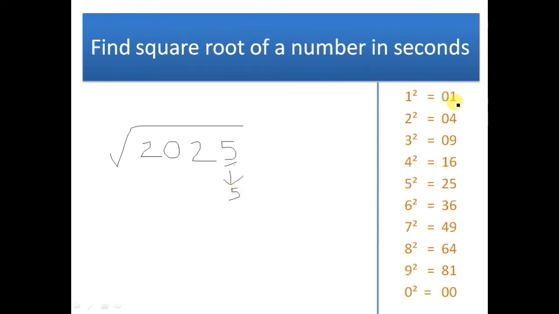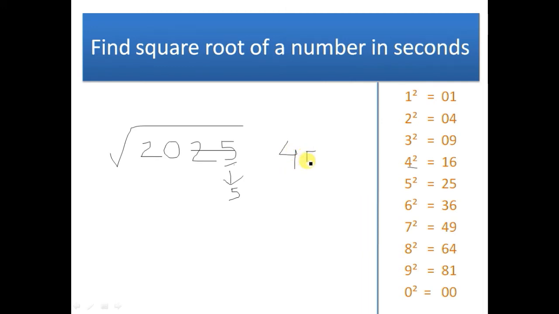And let us see, any number present with... only 5 is such a number whose square ends with 5. So that makes one part of our answer 5. Now strike this out. The perfect square nearest to 20 that is also smaller than 20 is 16, and 16 has square root 4, so that makes the answer 45.